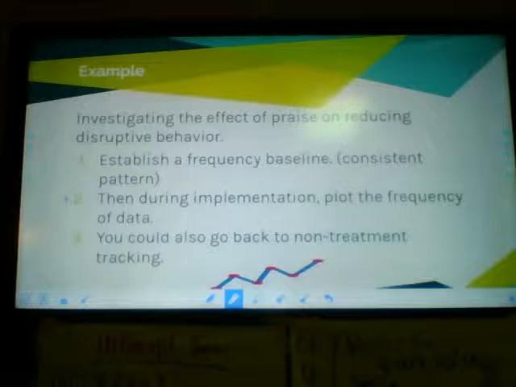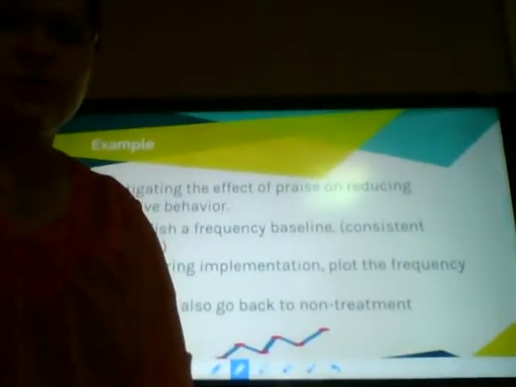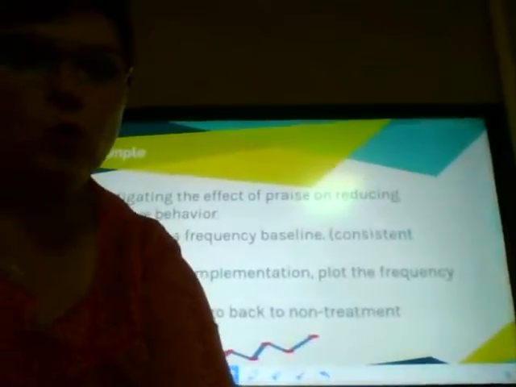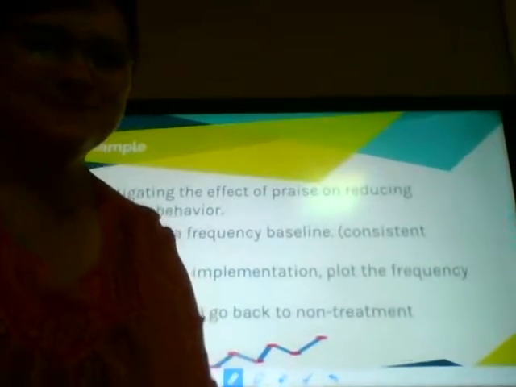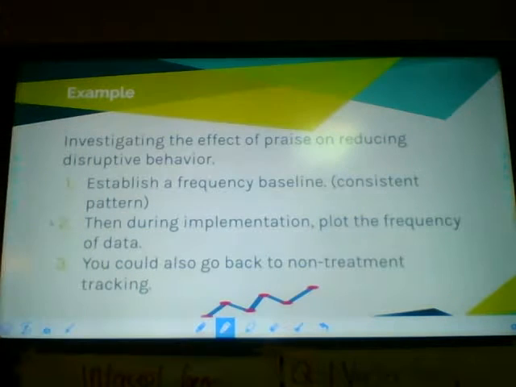So step one in this kind of a test would be to establish a frequency baseline or a consistent pattern. So before you even start the treatment, you're going to say, well, how many times is this behavior that I don't want happening? And you create a tally chart. Okay? That's called your baseline.